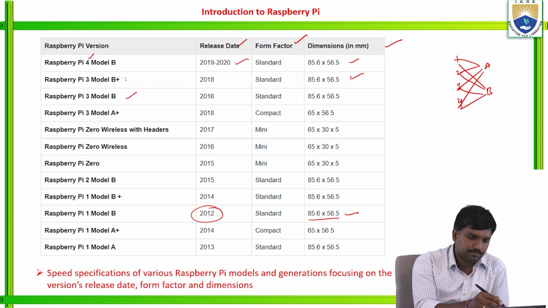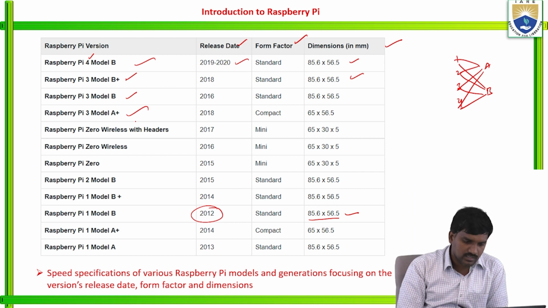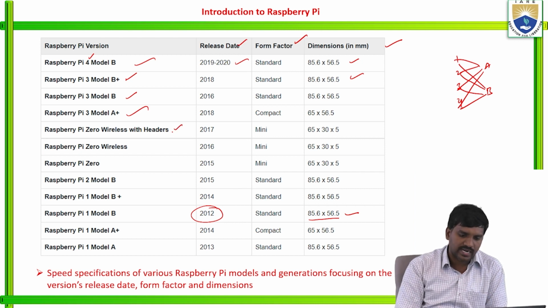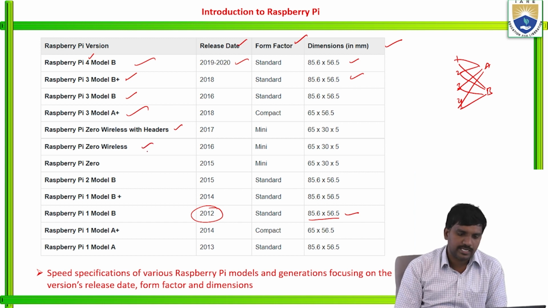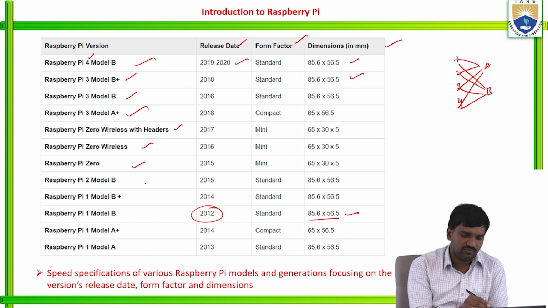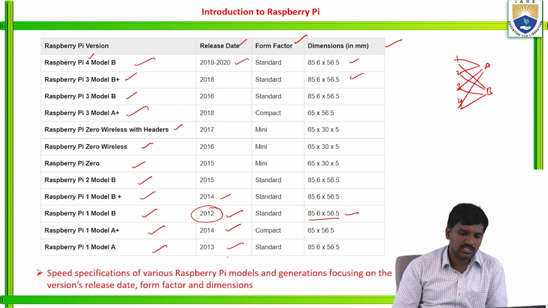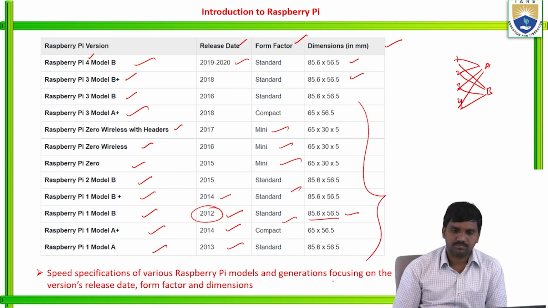Pi 3 Model B and Pi 3 Model A plus 2018, Pi Zero wireless with headers 2017, Zero wireless 2016, Zero 2015, Model B 2015, Model B plus 2014, Model B 2012, Model A plus 2014, Model A 2013. So these are the different versions, release dates and form factors, standard size, different dimensions.